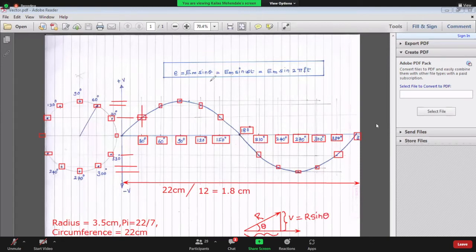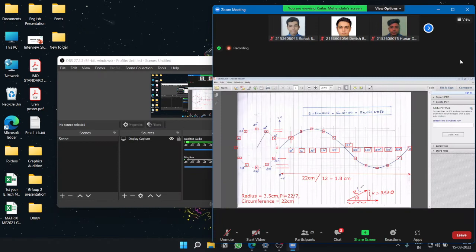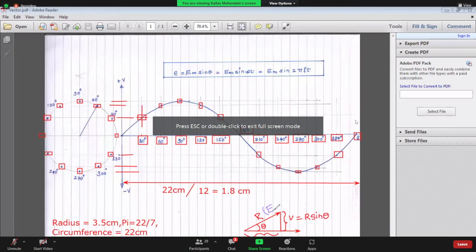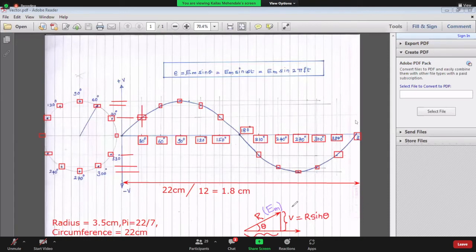Now let us say this r was nothing but E max, and this V was nothing but small e. Therefore we can see that the vertical component will become E max times sine theta. Right? So e will become equal to E max sine theta, right?